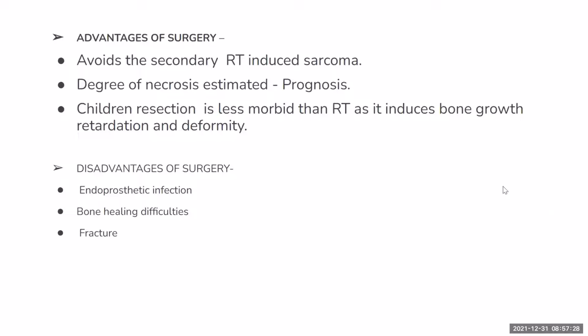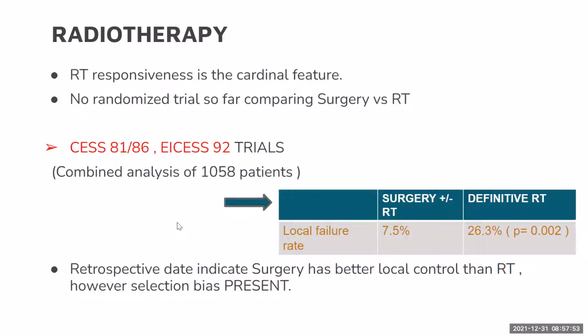So the advantages of surgery compared to RT are that it avoids secondary RT-induced sarcoma. You can assess the degree of necrosis and thereby estimate the prognosis. And in children, it is less morbid than RT because of the growing bone in children. But what are the disadvantages of surgery? You will require a prosthesis, and there are high chances of prosthesis infection, bone healing difficulties, and fracture can occur in those prostheses. So can we use radiation?